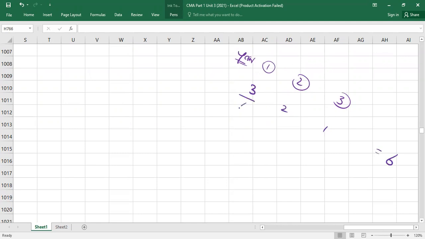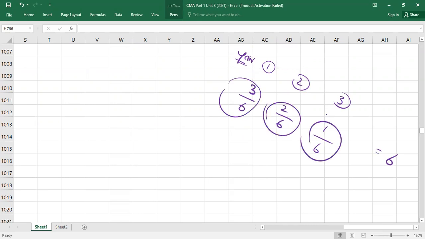In the first year, you will do 3 by 6. In the second year, you will do 2 by 6. In the third year, you will do 1 by 6. Multiply each value by the depreciable base to get the depreciation expense. Okay? Whatever is convenient for you, you can write that. Clear?